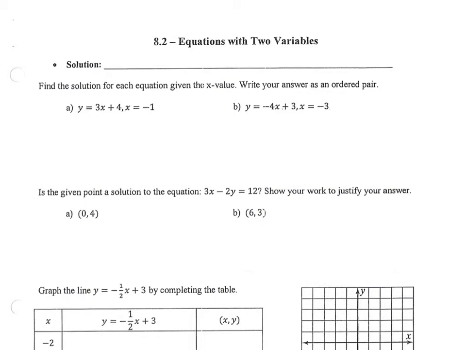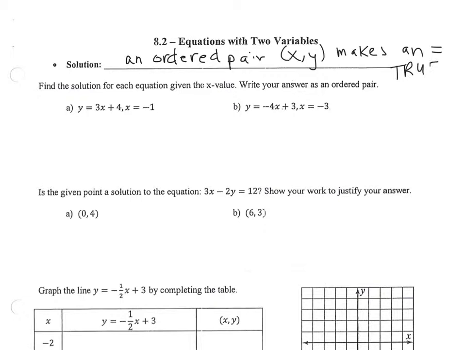A solution is an ordered pair. So an ordered pair is something that is an x and a y. A solution is an ordered pair, an x and a y, that makes an equation, so an equal sign, true. So if you can plug these in, then it's true.